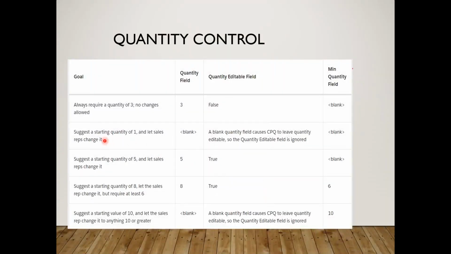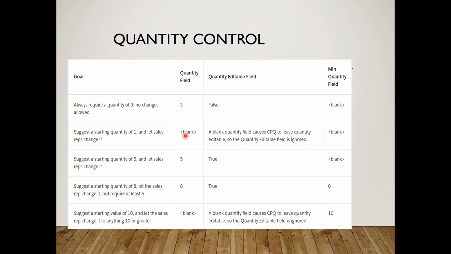So what it's saying, to suggest quantity, we can keep the quantity field as blank, and the quantity editable field will be totally ignored if you have a blank quantity, because you are not suggesting any quantity. You are completely leaving the default quantity blank. That means it's editable, right? So a blank quantity field causes CPQ to leave quantity editable. The quantity editable field is completely ignored if you have a blank quantity on the product option.